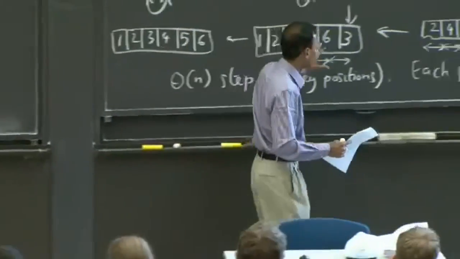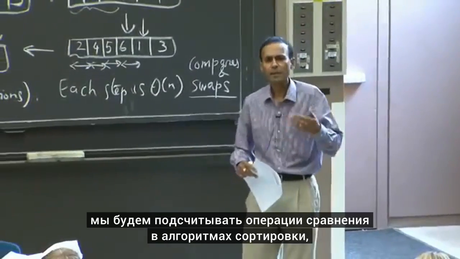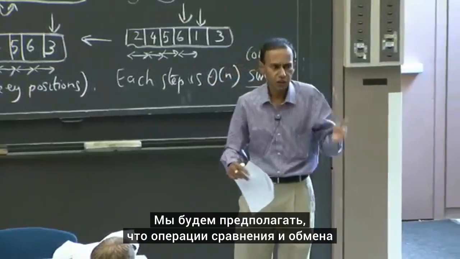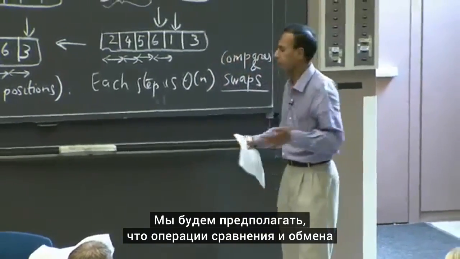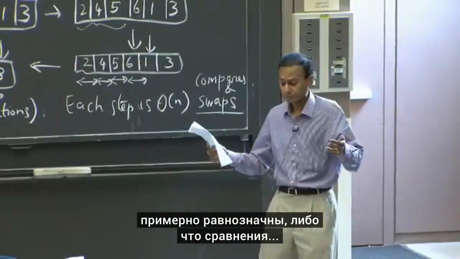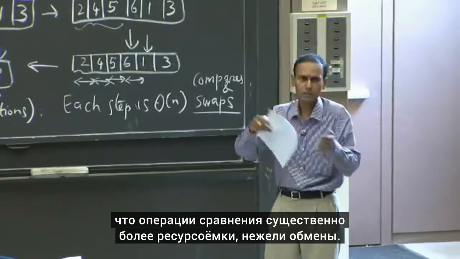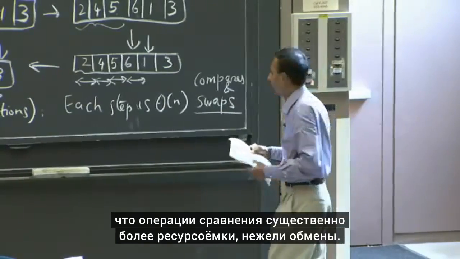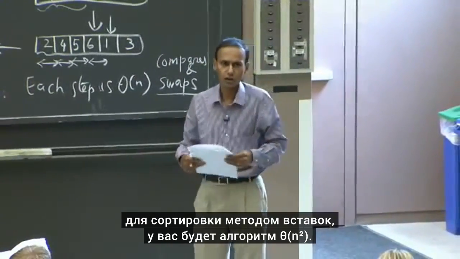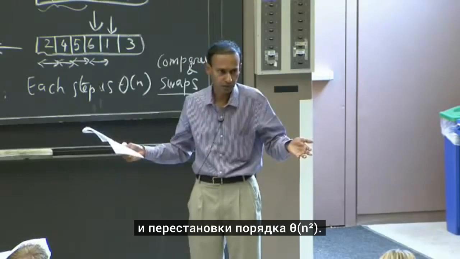For most of the time, and we'll differentiate if it becomes necessary, we're going to be counting comparisons in the sorting algorithms that we'll be putting out. And we'll be assuming that either compares and swaps are roughly the same, or that compares are, and we'll say which one, of course, substantially more expensive than swaps. Okay, so in either of those cases for insertion sort, you have a theta n square algorithm. All right, you have theta n square compares and theta n square swaps.